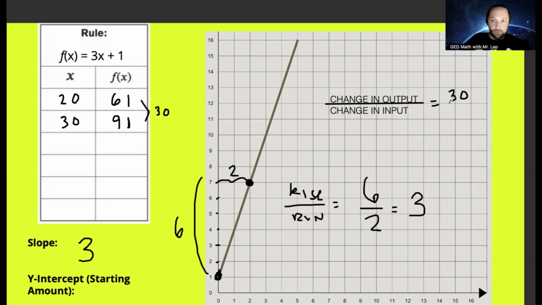Please make sure you're writing everything down. The more you write in your notebook, the more it'll stick in your mind. Now, we need the change in input. That's over here. Looks like the input is going up by 10. So this is 30 over 10.